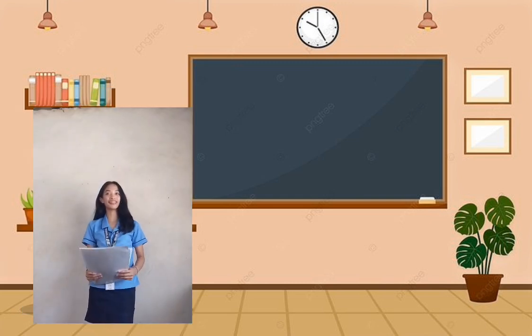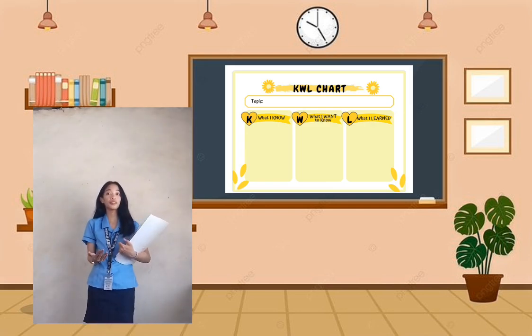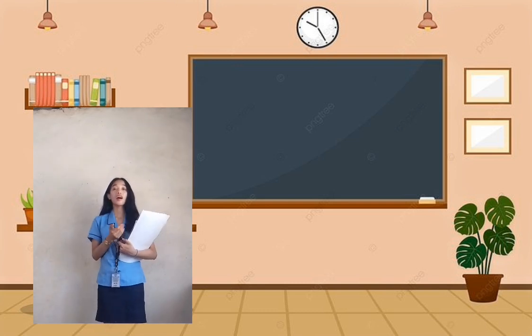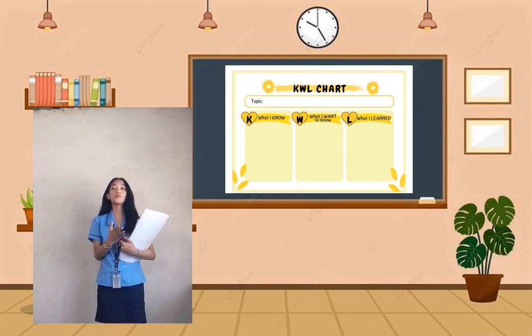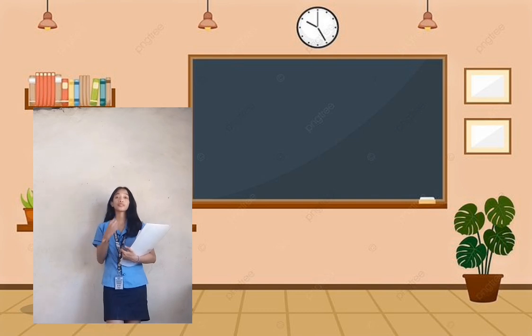Okay, today, class, I have here printed copies of a KWL chart. Are you familiar with this? I am expecting that you are familiar with this because we have already used this in our Araling Panlipunan class. Now who can recall and share to the class what a KWL chart is? Okay, Anna. A KWL chart is used to show what we know, what we want to know, and what we learn. Okay, very good. KWL charts are graphic organizers that help you, my dear students, to organize your thoughts before, during, and after our lesson.